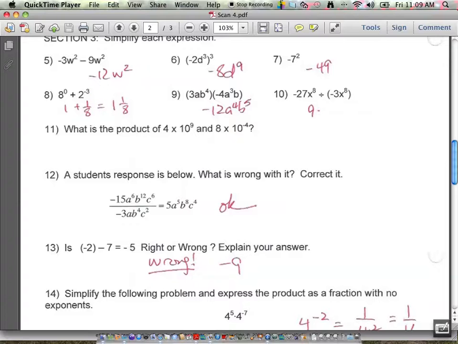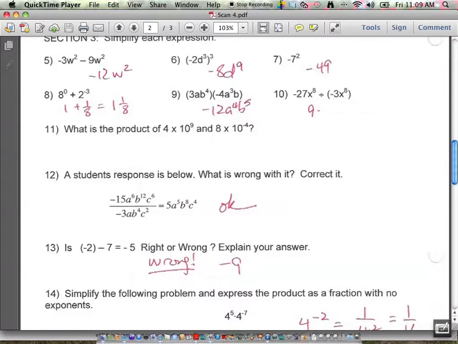I made a bit of a boo-boo here. This answer's right. I don't know why I said something's wrong with it, but it's not, it's right. Probably the night before there was something wrong, and then I made an adjustment, and now it's right. Number 13, is negative 2 minus 7 negative 5? How is it right if there's no negative 5? It should be positive. When I divide by a negative, I change the first sign.